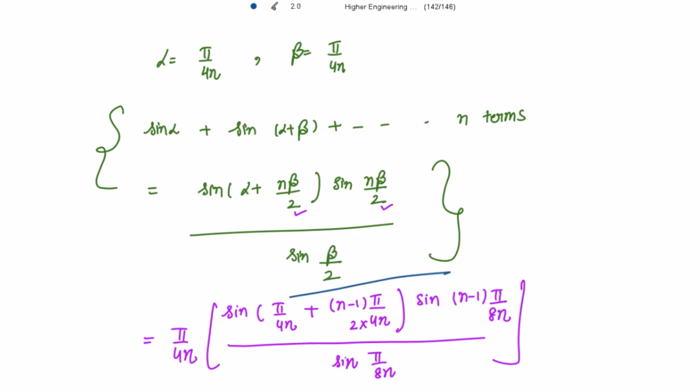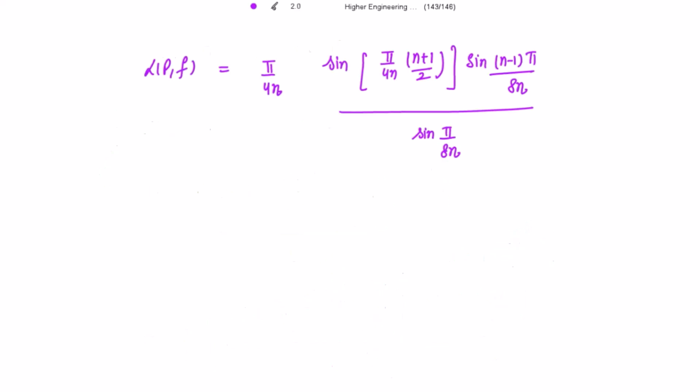Now from the terms in this bracket, if I take pi by 4n common, I will be getting here 1 plus (n minus 1) divided by 2. And when solving this, we get this is 2 plus n minus 1, that is n plus 1 divided by 2. So let's write this. So this is your lower Riemann sum.